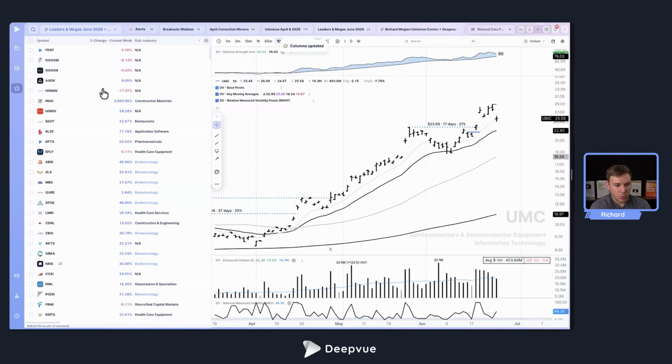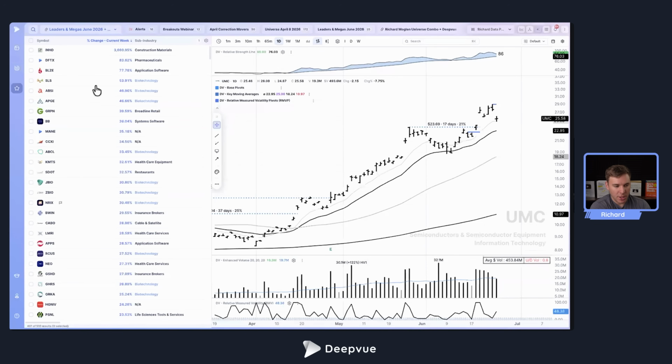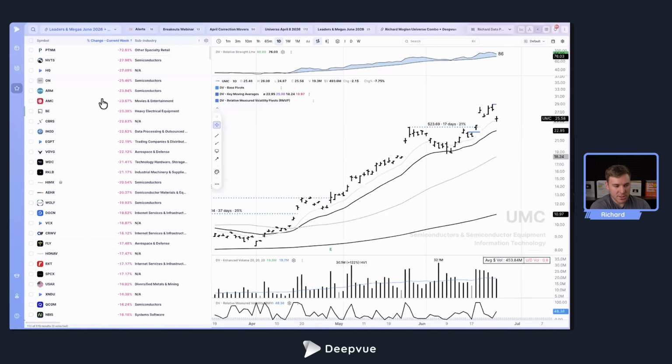So the first thing I do when I bring up this master list is I sort by percent change current week. And let me exit this out. To sort by a column, you click it once to get highest to lowest. You can click it one more time to do lowest to highest.